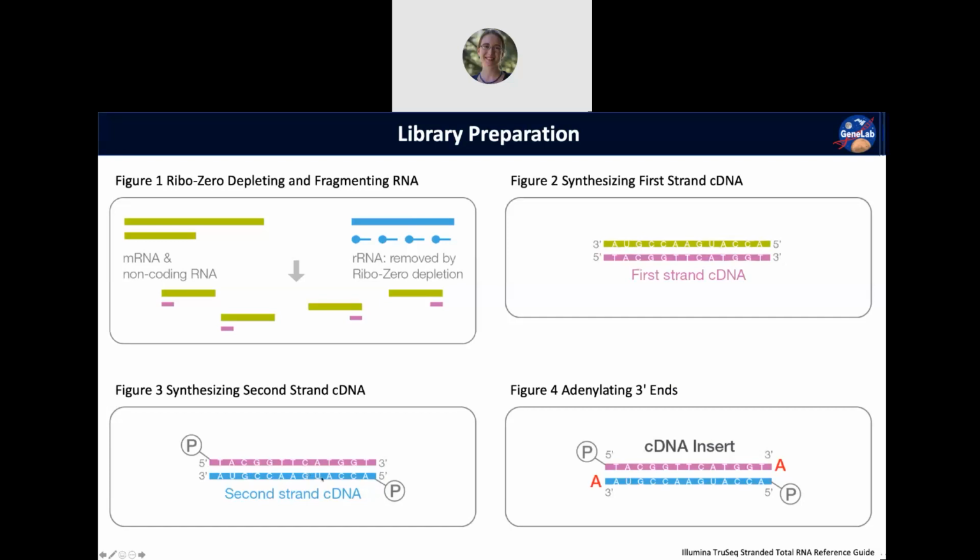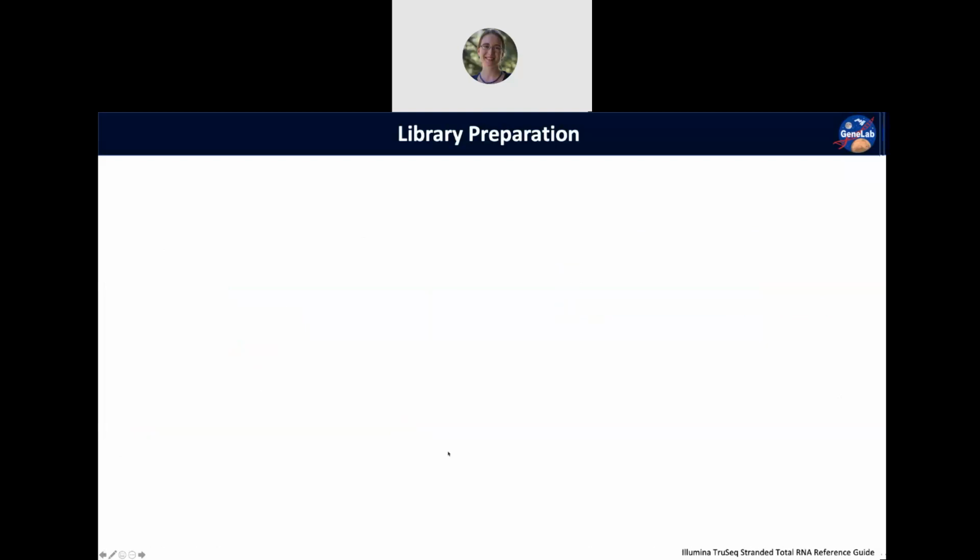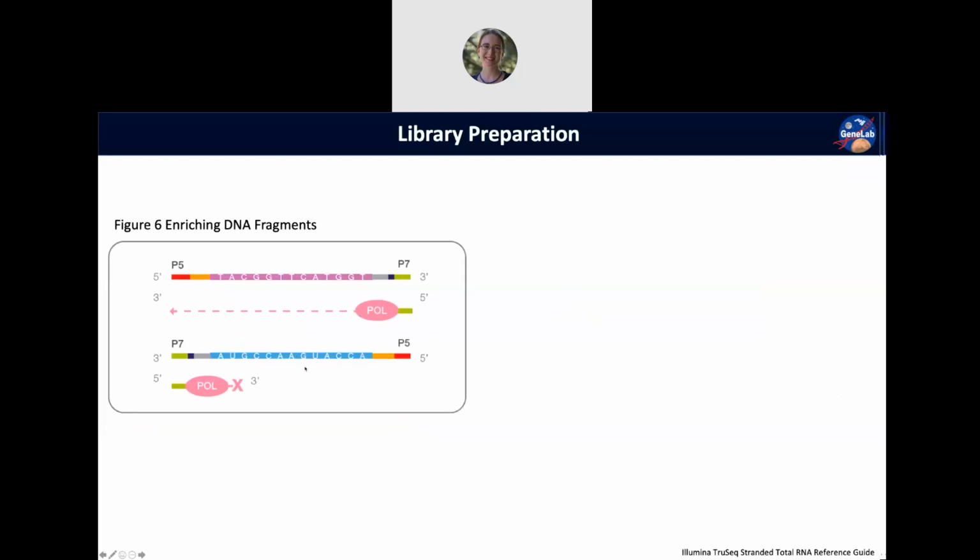And then that's where those U's are incorporated. And so we're here at this part when we have our first strand, which has T's, and then we have the second strand of cDNA, which is complementary to that first strand, which has U's. And then we go through and add on the polyadenylation to our 3' ends, which allows us to ligate our adapters to create our initial library product here. And then we go through the step of amplification.